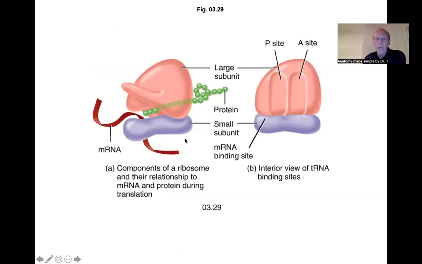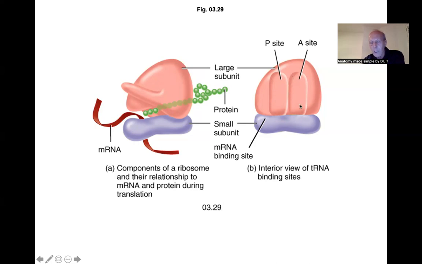This illustrates interaction between small and large subunits of ribosomes, practically with a messenger RNA. And the chain of green beads, of course, is a chain of amino acids that are already put together, and we're successfully building the protein on the basis of messages encoded within the messenger RNA. A part of the diagram tells us components of the ribosome and their relationship to messenger RNA and a protein during translation. While from the other side, there are two interesting points that we want to see.